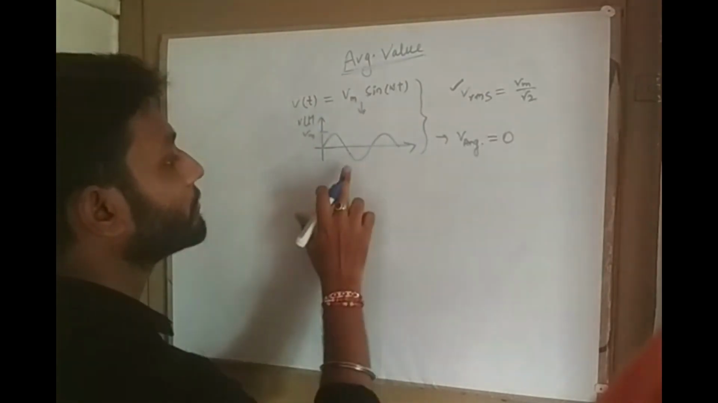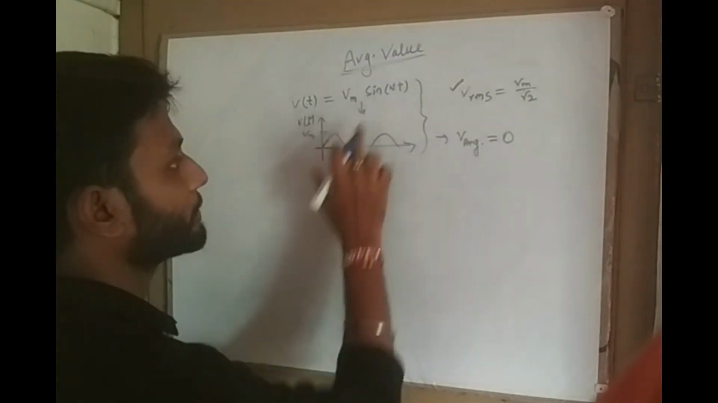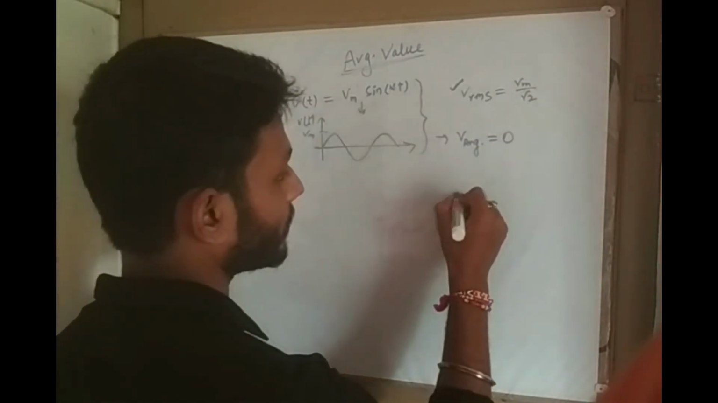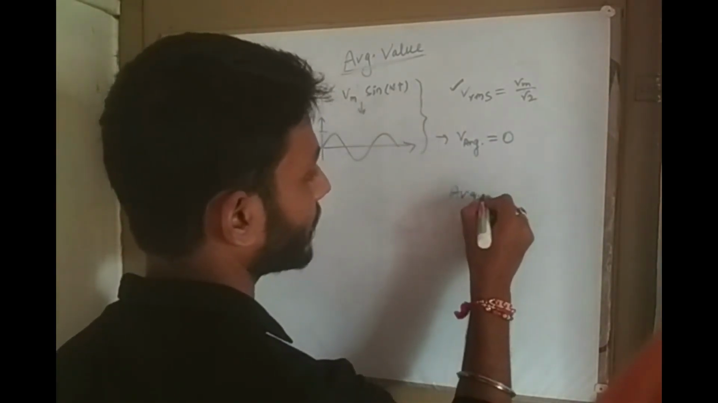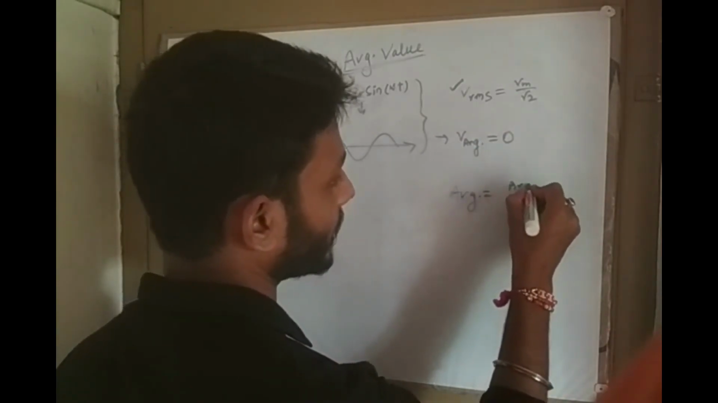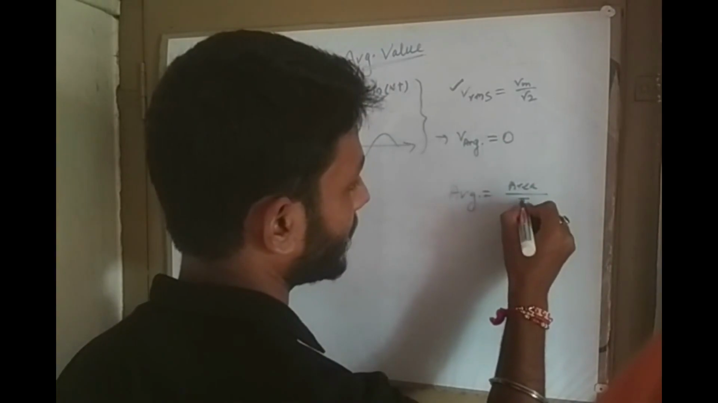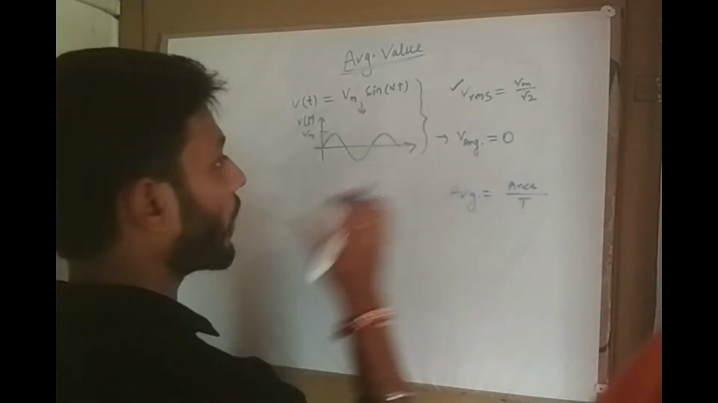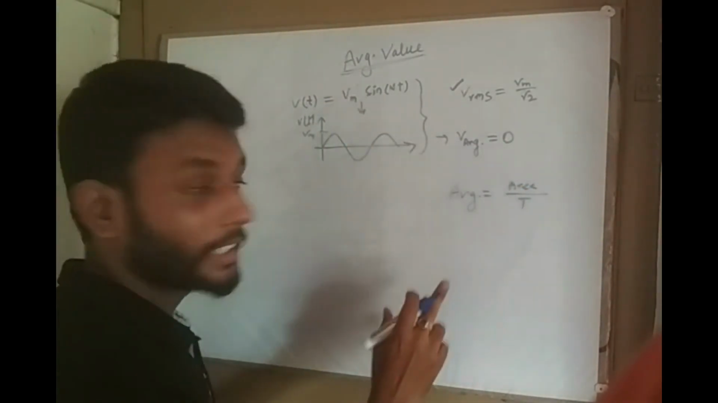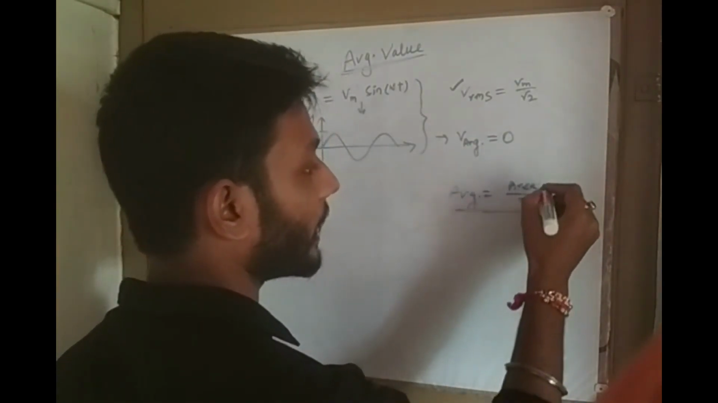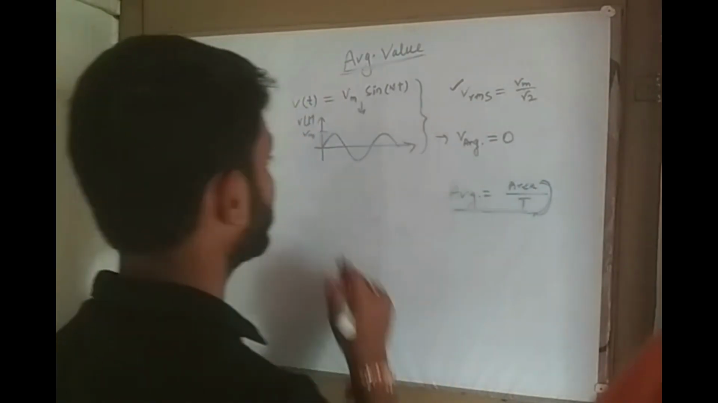This one is nothing but this one. Both are same. Now we know average value. Average value is nothing but the area for one time period divided by t time period. Why the average value is 0? We are discussing this one. See, the average value is area divided by t time period.